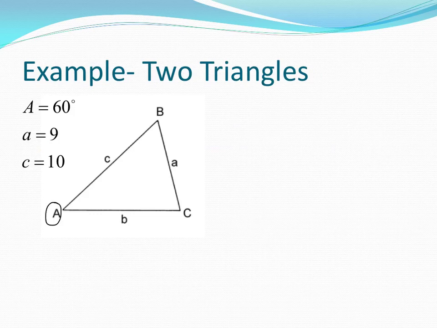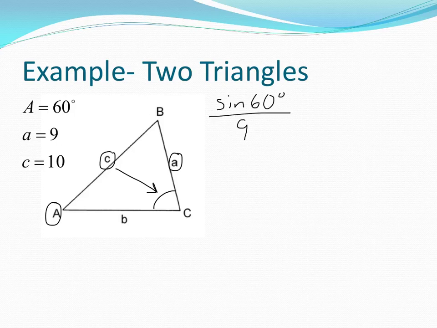Here we're given angle A of 60 degrees, side C of 10, and side A of 9. I'm going to set up the law of sines to find angle C, since that is opposite the other side that we know. I'm going to put the angles in the numerator of the law of sines, since that's what I'm looking for. So it's the sine of A, 60 degrees, divided by 9, equals the sine of C, the unknown value, divided by side C, which is 10.